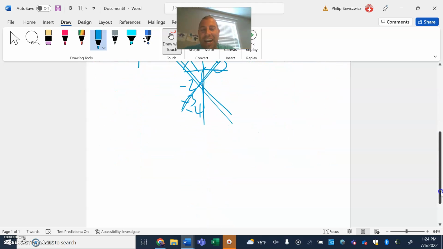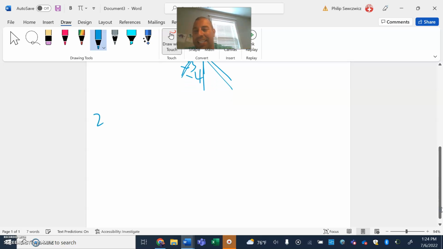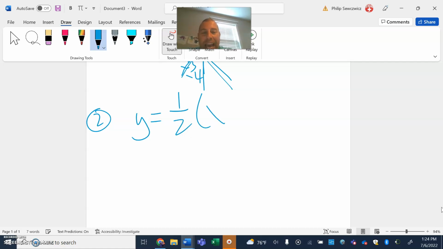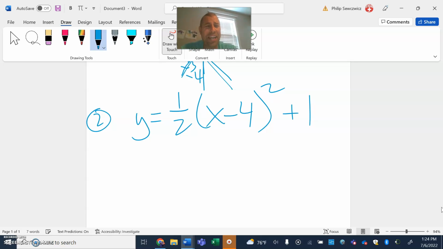All right, so let's try another one that is here. Let's do y equals 1 half times x minus 4 squared plus 1. Go ahead, see if you can graph it out, see what happens.